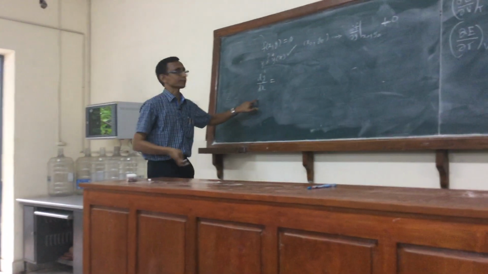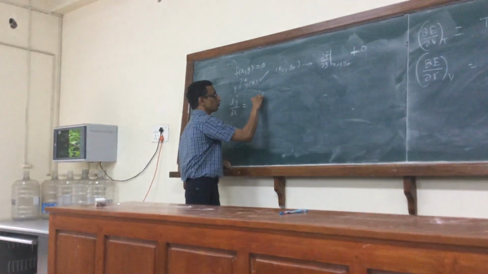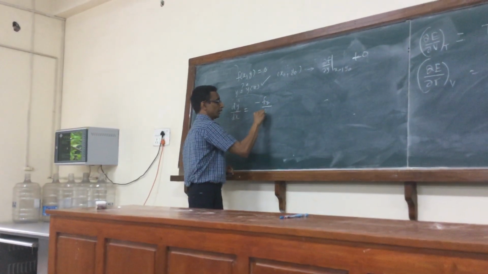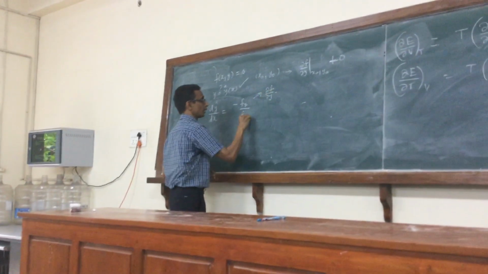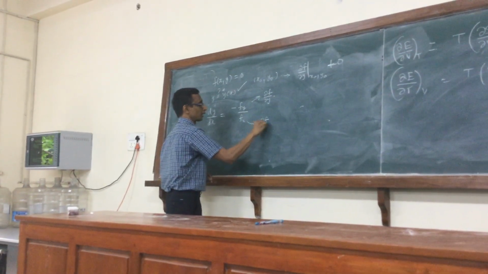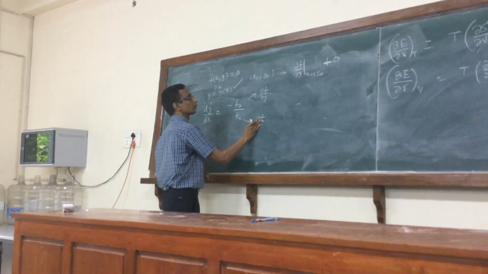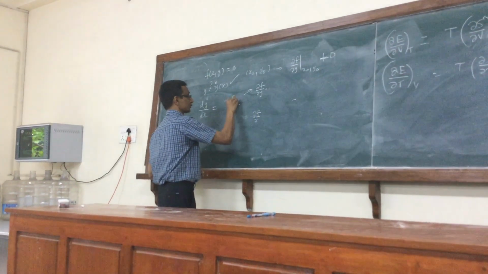dy by dx is simply given by minus fy by fx. By fy I mean df by dy. By fx I mean df by dx, the reverse.